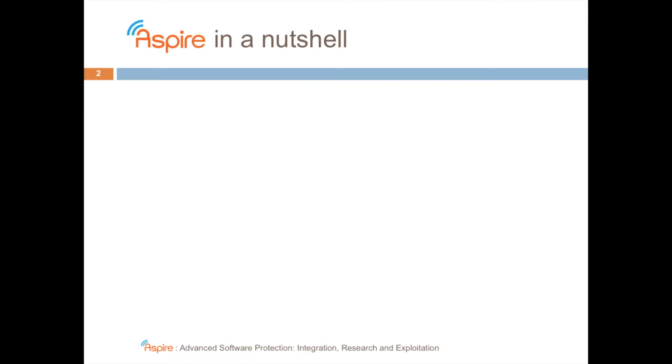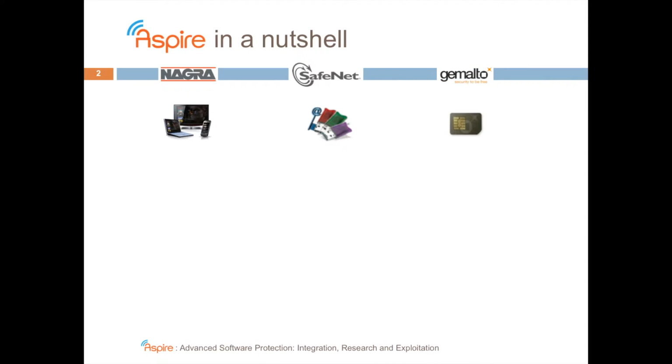In a nutshell, Aspire is a project driven by three companies. Nagra is a world leader in conditional access systems and DRM solutions. SafeNet is a world leader in software licensing solutions and solutions to monetize your software. Gemalto is a world leader, amongst others, in smart cards. To protect critical assets, these companies to a large extent rely on hardware-based security.